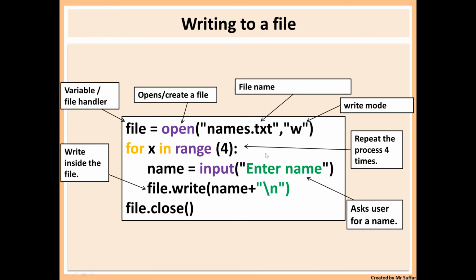Then it will move to a new line. So I put plus \n. \n is a new line, which is a string, so it needs to be put in quotation marks. So you put the variable name, which is name, then \n. This will move it to a new line. And then you close and save the file, so file.close.